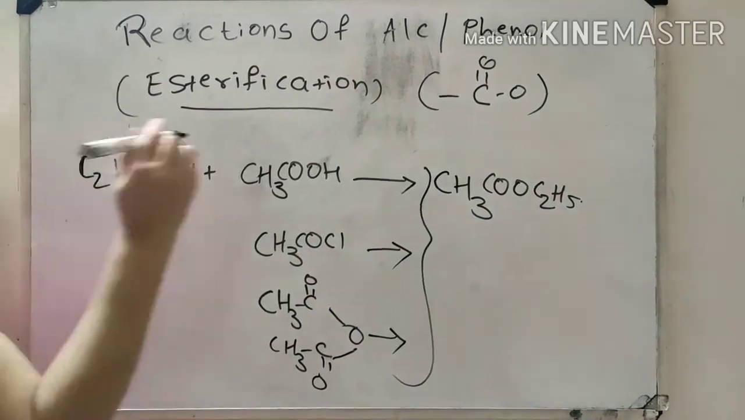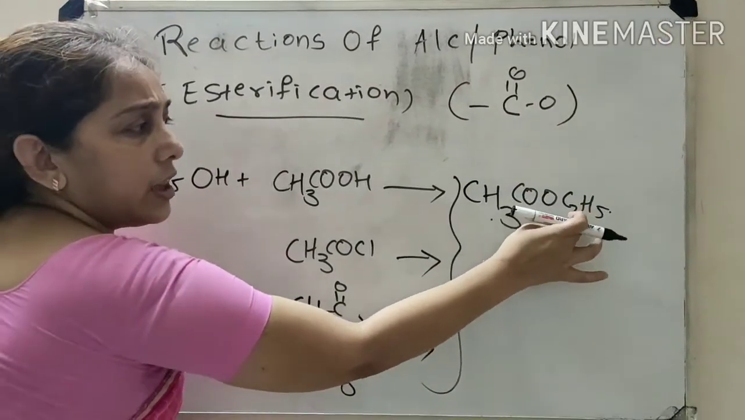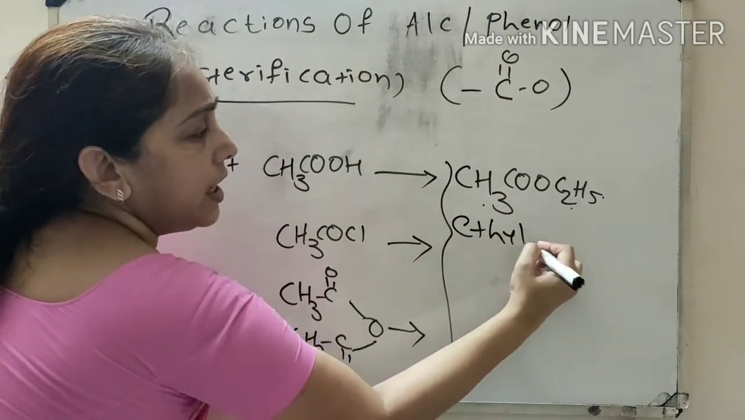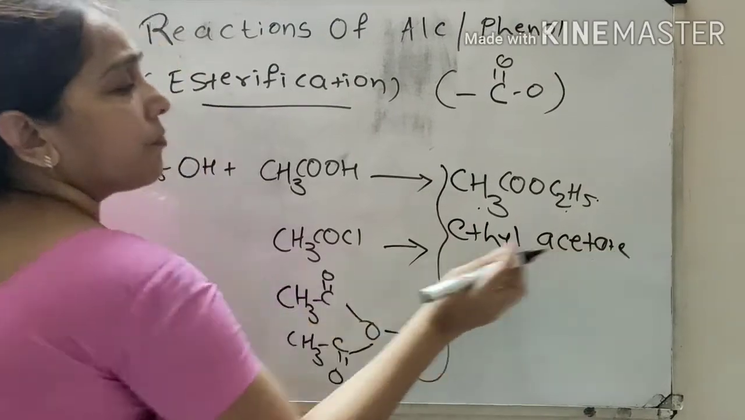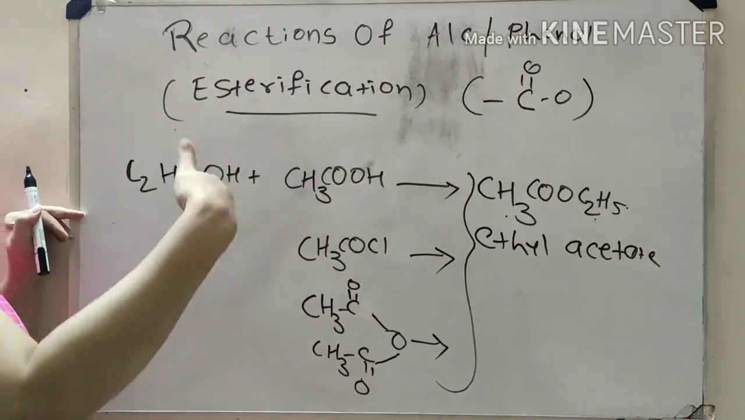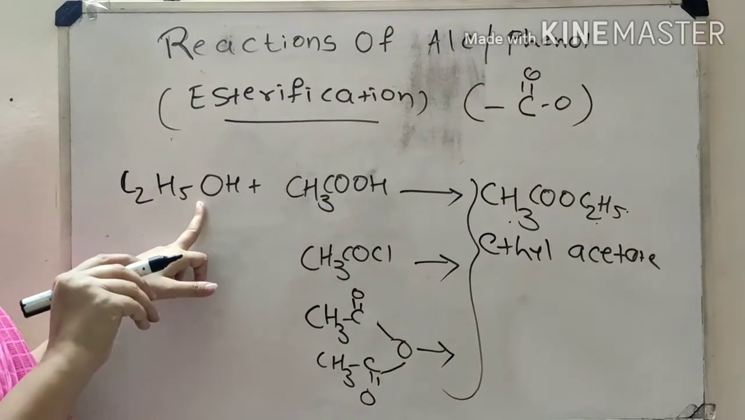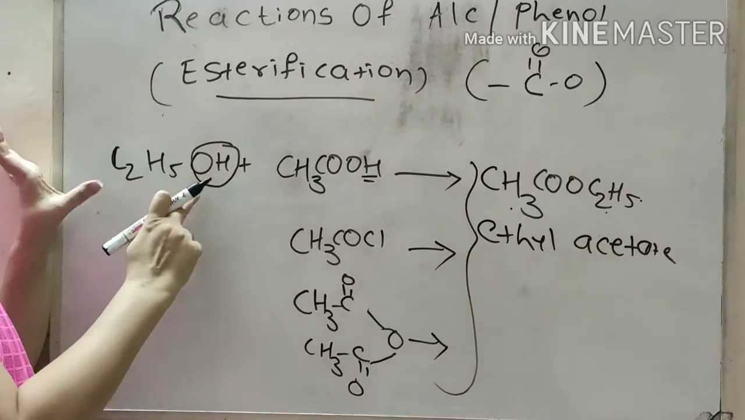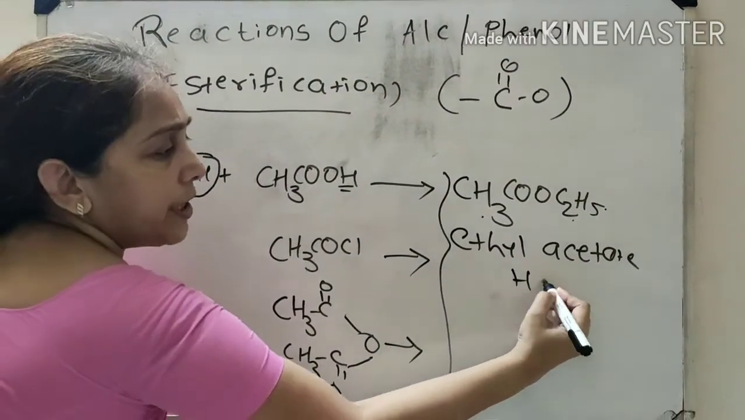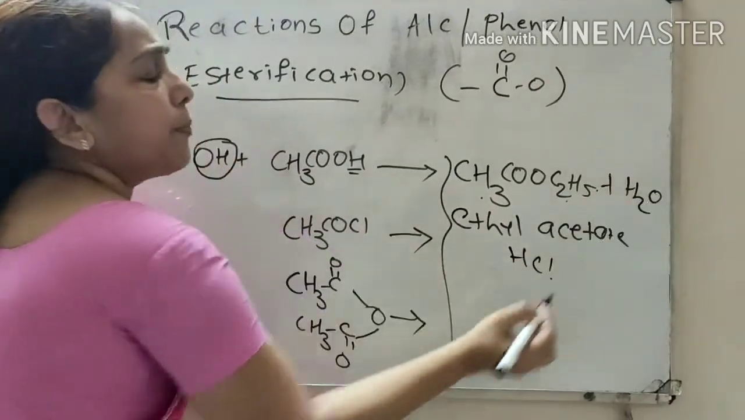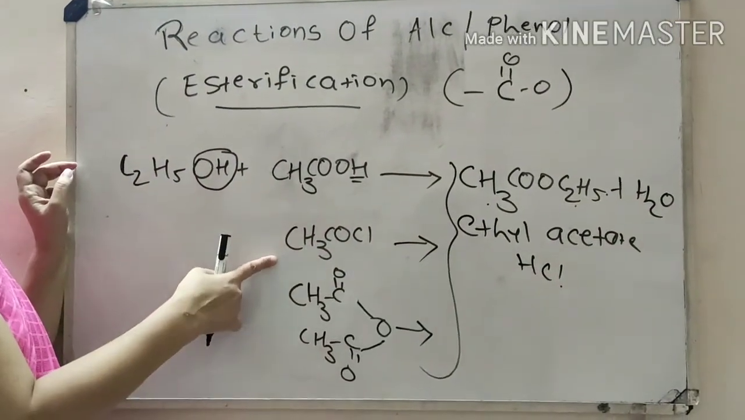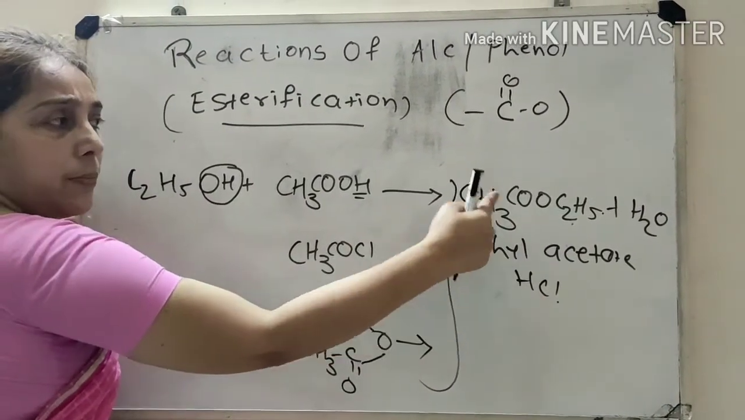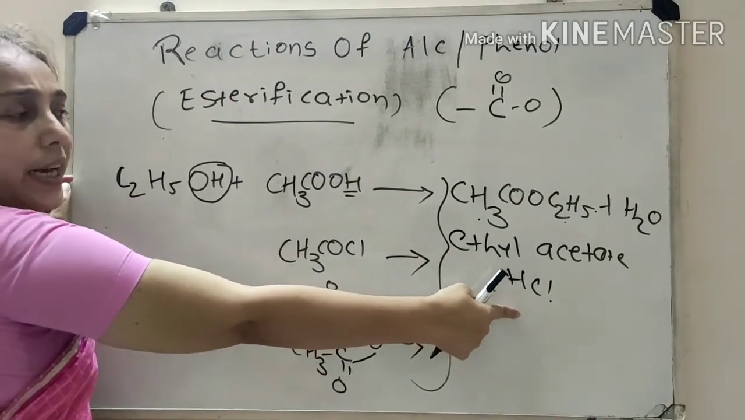We are getting CH3COOC2H5. It is known as ethyl methyl ester, or it is known as ethyl acetate. Only the byproduct changes. In the first reaction, the water molecule will be the byproduct. In the second one, if we use acetyl chloride, CH3COCl, the main product is ethyl acetate with the byproduct HCl.